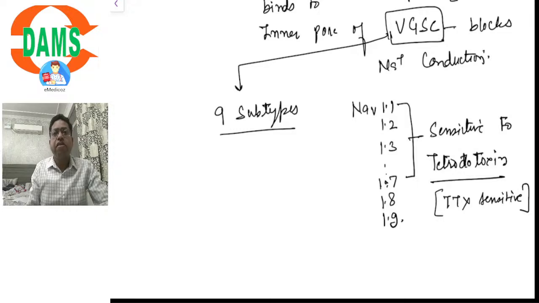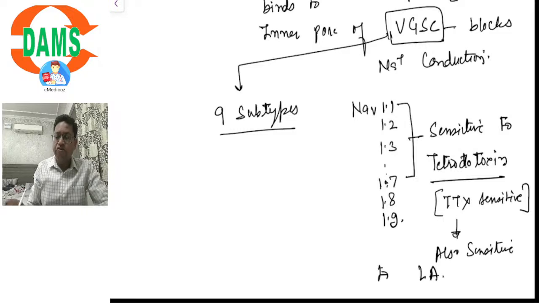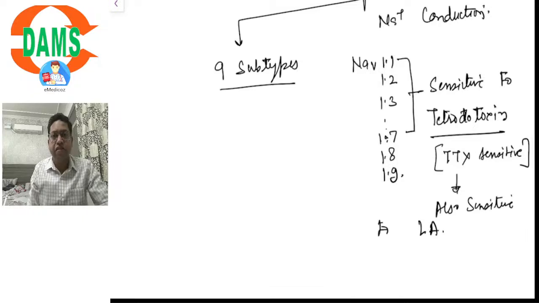What is tetrodotoxin? It is a toxin that is obtained from the pufferfish. Okay, it's a marine animal, the pufferfish. From that we obtain a toxin that is called tetrodotoxin. So these 9 subtypes of sodium channels are present on the various sensory fibers. Out of them, subtypes 1 through 7 are sensitive to tetrodotoxin. These are also sensitive to the action of commonly used local anesthetics.